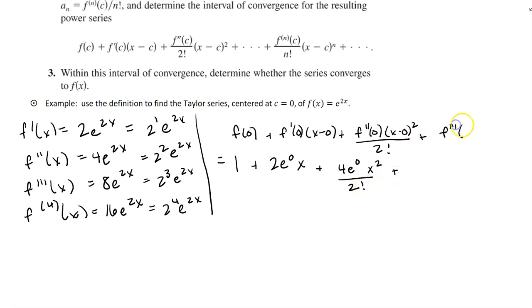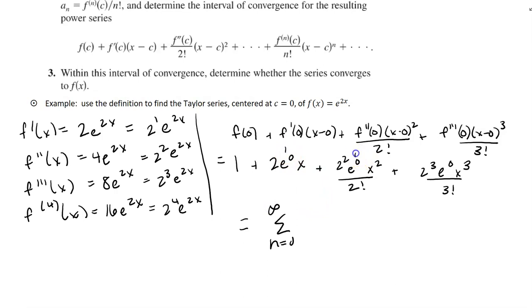The next one would give me 2 cubed, since this one was 2 squared, so this will be 2 cubed e to the 0 x cubed over 3 factorial. And I see the pattern. This is going to be the sum from 0 to infinity of, these are all 1 here, so we'll have 2 to the nth power, x to the nth power, over n factorial.